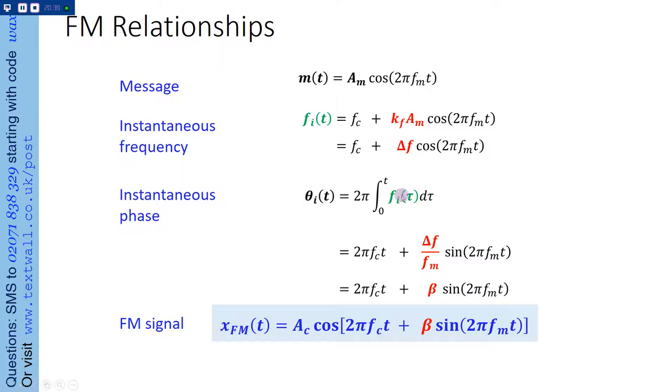Now the phase is the integral of the frequency. So the instantaneous phase is the integral of the instantaneous frequency. What's the integral of a cosine? It's a sine. Where did the FM come from? Well, we're integrating. And the ratio of the two, delta F over FM, gives you your modulation index beta. All this results in this expression, which you can then use as a template, as the format for a general FM signal. So when you see a signal that looks anything like that, the coefficient of the sine or the cosine is your modulation index beta.